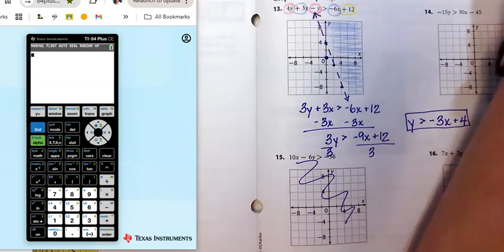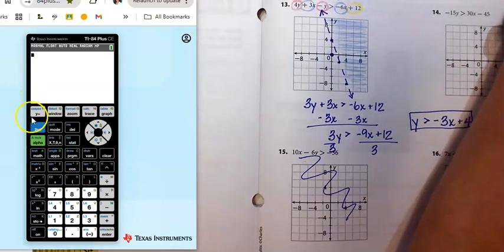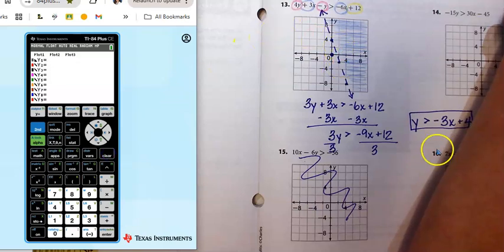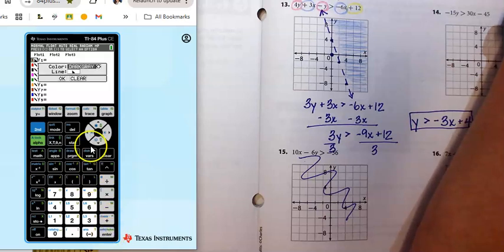Okay. One more time, let's practice doing this on the graphing calculator. So I'm going to clear all that. I need a greater than sign this time. So I'm going to come over here and fix that. Hop down here, hop over there for greater than, enter. And then I'm going to come over here.